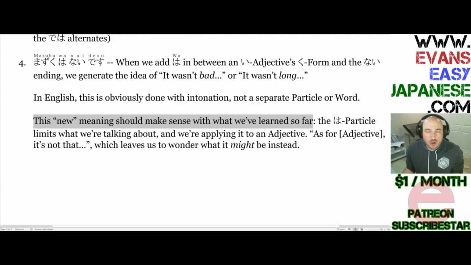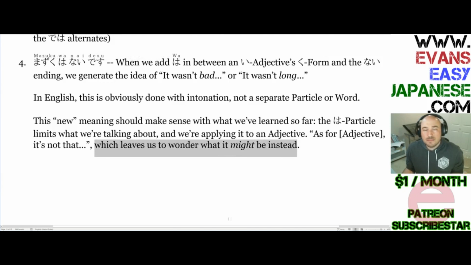The wa particle limits what we're talking about, and we're applying it to an adjective. As for the adjective, it's not that, right? So here's the adjective: it tastes bad. Then, well, as for tasting bad and nothing else, it isn't tasting bad, which leaves us to wonder what it might be instead. Was that exciting? You guys were all like, rah, rah.